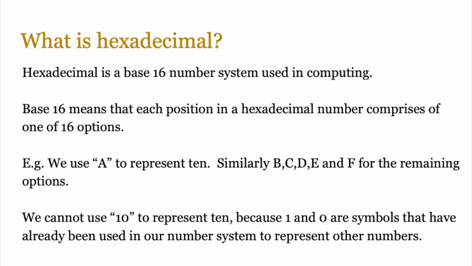We cannot use 1, 0 to represent 10 because 1 and 0 are already symbols that have been used in our number system to represent other numbers. So you can't just combine them like that. You've got to come up with a unique symbol. So we use A for that. A, B, C, D, E, and F.